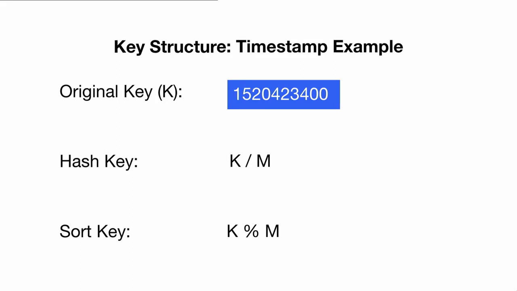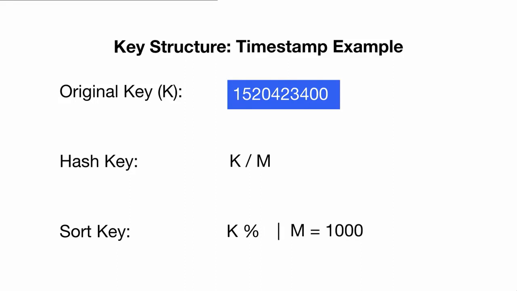So for integer value keys, what we typically use is you take a bucket size, let's call it M, and you make your hash key K divided by M and your sort key K modulo M. So what you're essentially doing is grouping your keys into buckets of locality of size M. For example, with M equals 1000, the hash key changes to 1520423 and the sort key changes to 400. Next, hash key plus sort key as both numbers merge to form the original key, 15204234000.